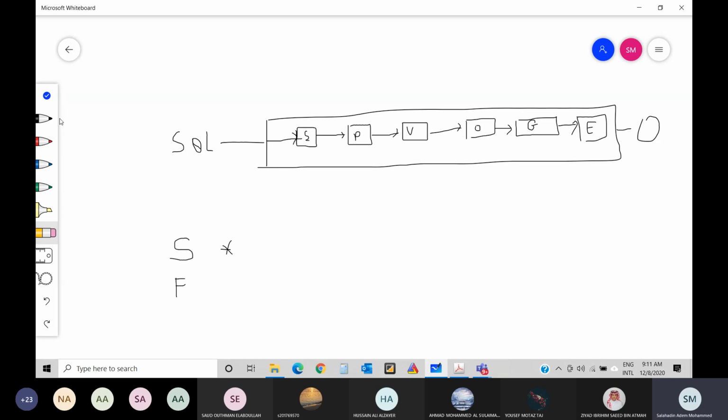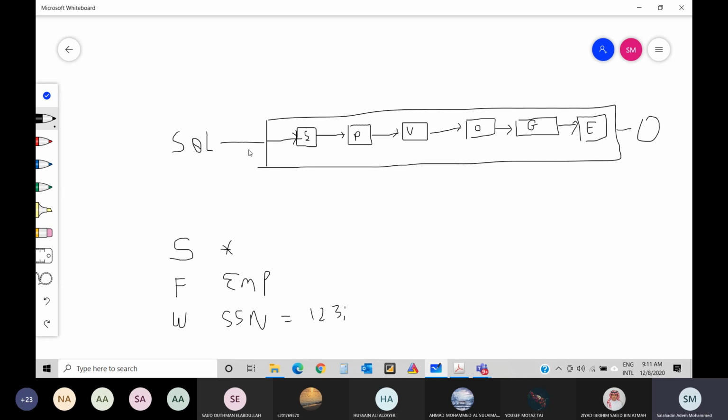From employee. Let's do something we know. From the employee table where SSN equals, say, 1, 2, 3. So these are SQL statements. So this is your SQL statement.